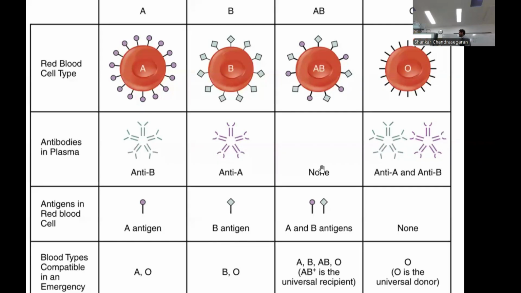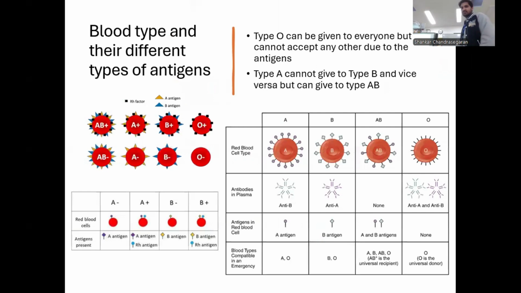Anyone confused about this idea? So that's why O is able to be a universal donor, because it has no antigens in the red blood cell present on its surface. Any questions? So let's think of an example.